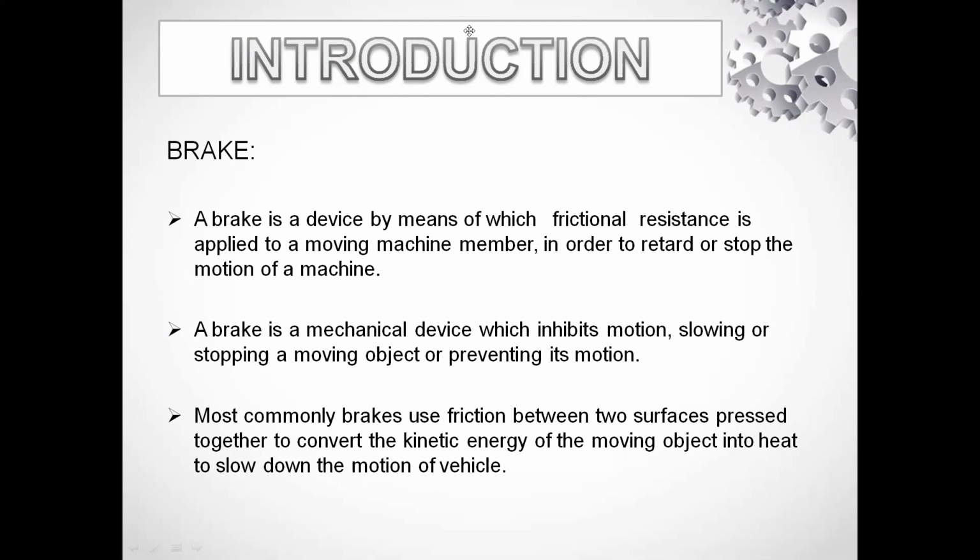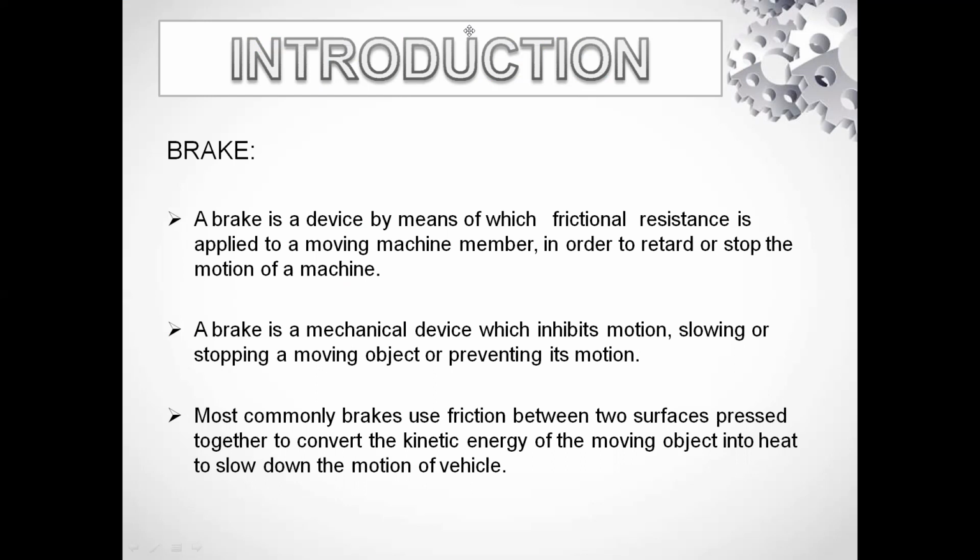A moving machine member, suppose I'm applying brakes on a vehicle, so the vehicle is moving, running on your road. It is a moving machine member, and I am applying some external forces on it. That means I am applying brake in order to retard or stop the motion of a machine. That means whenever we apply pressure on the brake, the speed of the vehicle should be reduced, or else the vehicle should be stopped immediately. So that is the main purpose of brake in automobile vehicles.